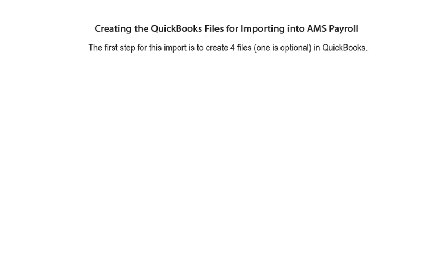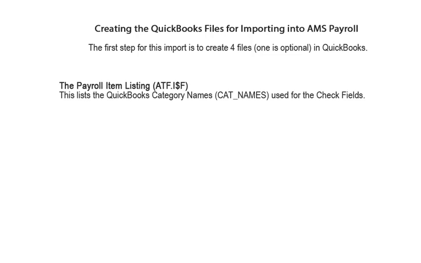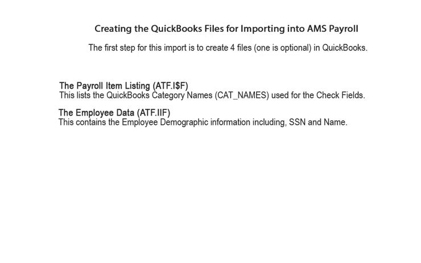In QuickBooks, you will need to create 4 files. Each file will contain different data. First is the ATF.I$F file for the payroll item listing or the check field names. Second is the employee data file, which is named the ATF.IIF file. This file contains the employee demographic information, including the employee name and social security number.